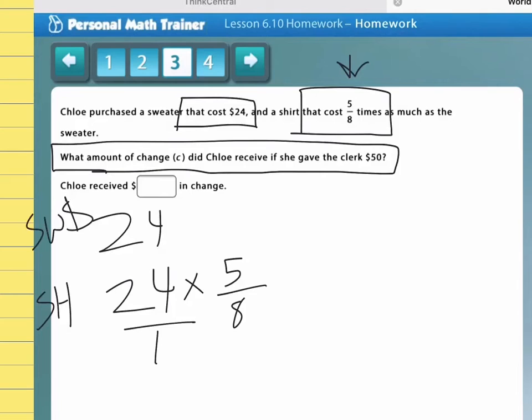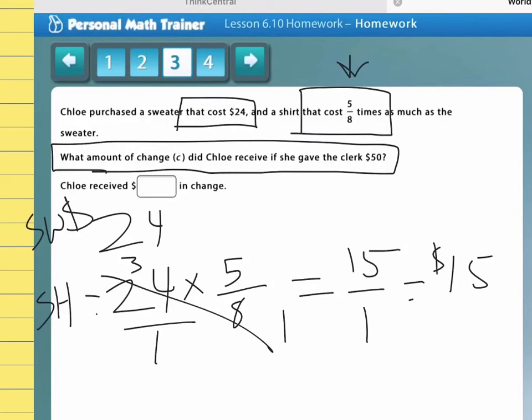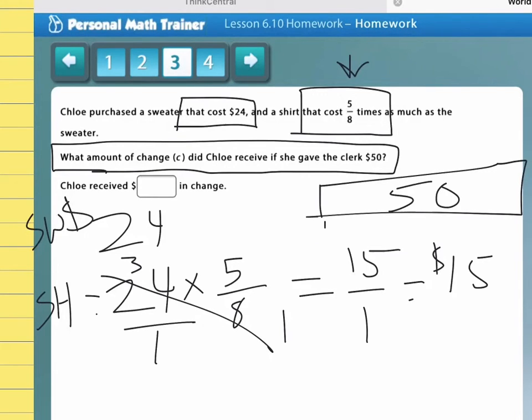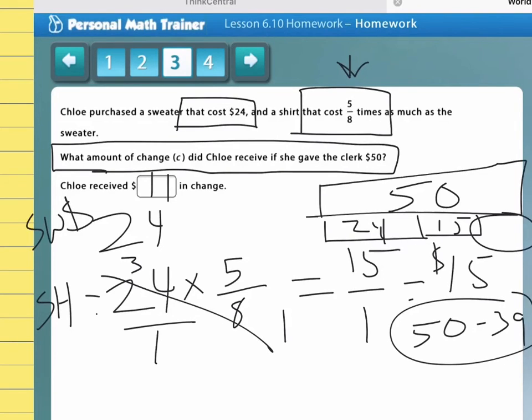And this is the sweater. So we see a slash here. We can simplify this. 8 goes into 8 one time. 8 goes into 24 3 times. 3 times 5 is 15. So the shirt must have cost $15. And now that we know that, we can do our comparison bar model. She gave $50. The sweater cost 24. The shirt costs 15, and what is the difference? That's the change she gets back. So if you add that up, you get 50 minus 39. So she must have received $11 back in change.